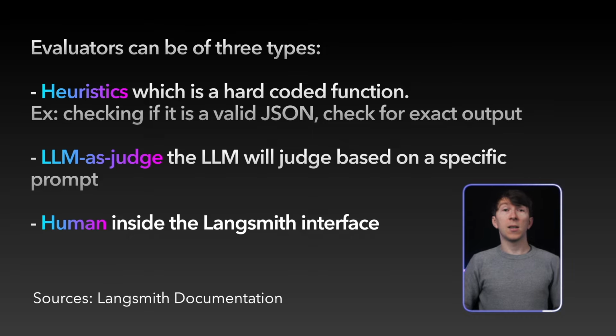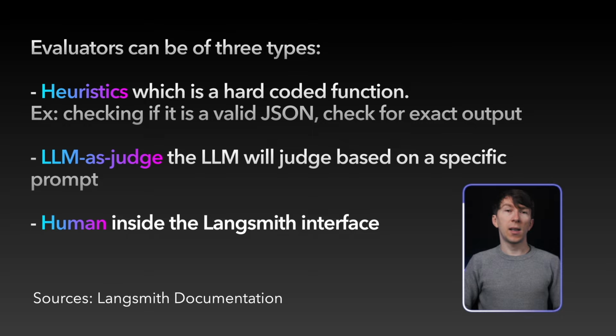The first type is heuristics, which is a hard-coded function. For example, a function to check if the JSON returned is valid or not. It could also check if the response is matching 100% with something. In our case, it could check if the response is an exact string, like Paris, returning 1 if that's the case and 0 if it's not. So even if the result is the capital of France is Paris, it will return 0.